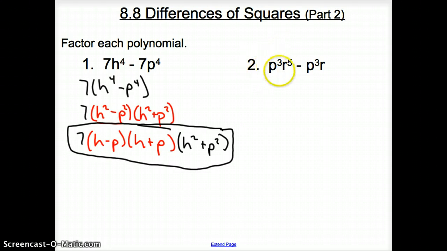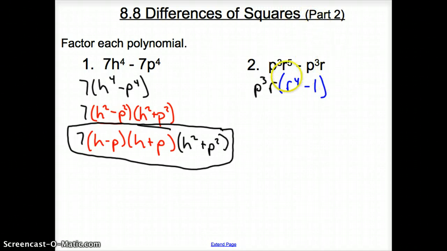Let's try number 2. Now sometimes they won't have numbers in there, they'll just have letters. Can we take out any of the letters? Here I have a p cubed, and here I have a p cubed, so I'm going to take that out and put it out front. How about r's? Here I have an r to the 5th, here I have just an r, so I'm going to take out that r and put it right there. Now what's left? I have no p's left from here, but I have an r to the 4th left. I have no p's and no r's left, so I just have minus 1.